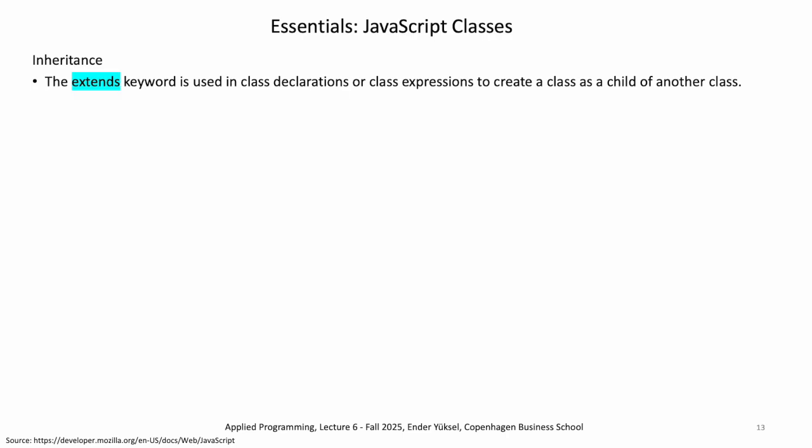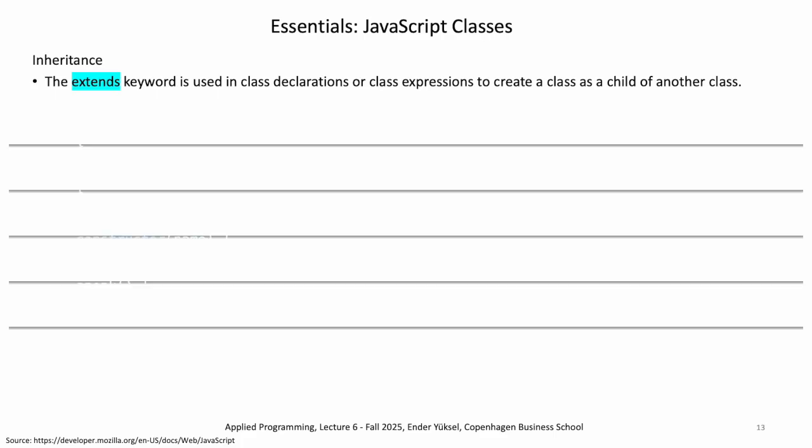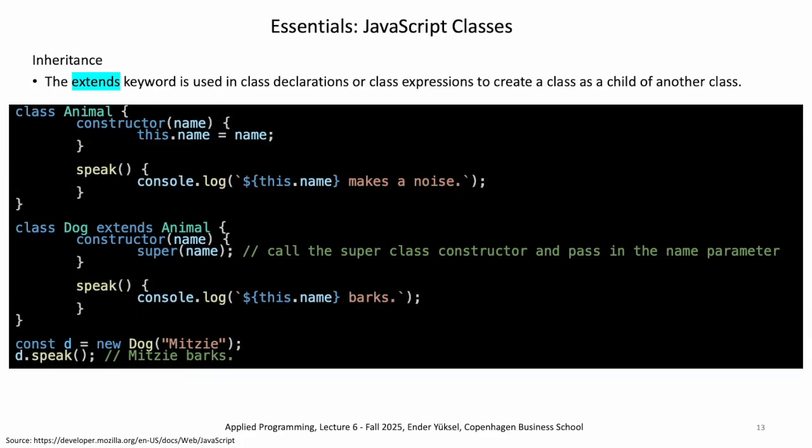Inheritance. The extends keyword is used in class declarations or class expressions to create a class as a child of another class. In this example, we have an animal class, which is the parent class, and then we create a dog class, which is the child of animal class. We can also call dog a subclass and animal a superclass.